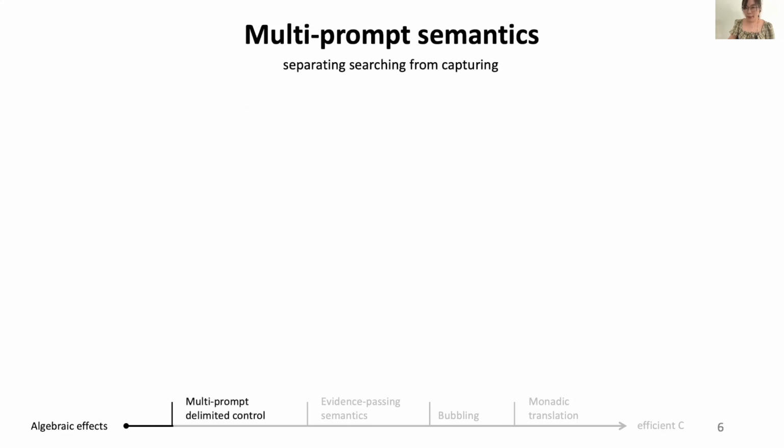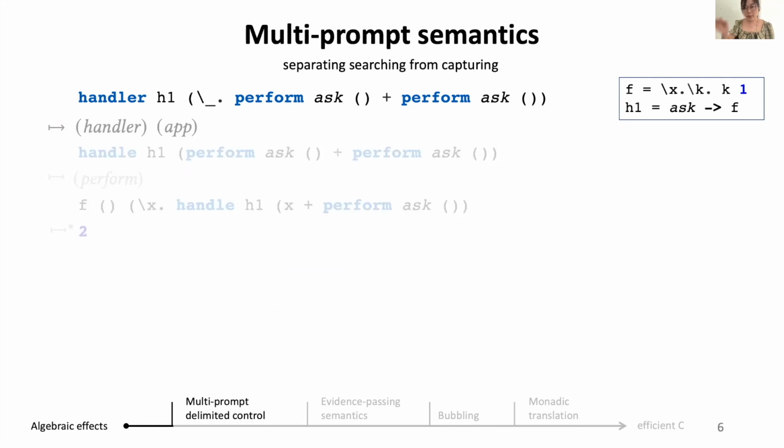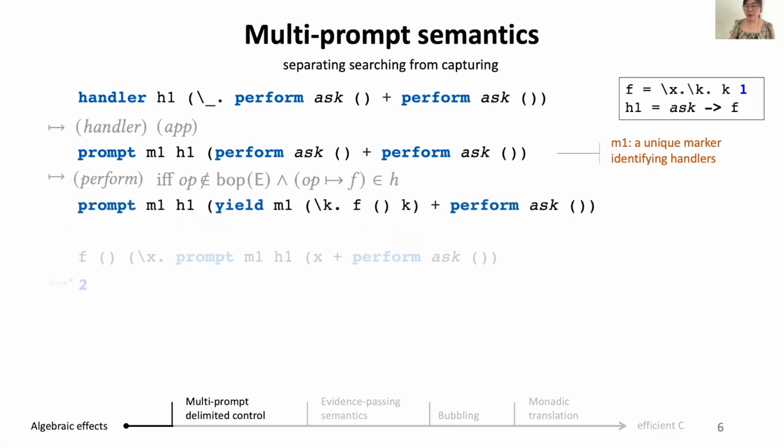To pave the way, we first apply multi-prompt semantics. We omit some less interesting details. With multi-prompt semantics, each handle is replaced by a prompt. Importantly, each prompt is associated with a fresh unique marker, in this case M1. Now, when we do perform ask, we can search through the context and evaluate perform to yield M1, as we know exactly which handler to yield to.